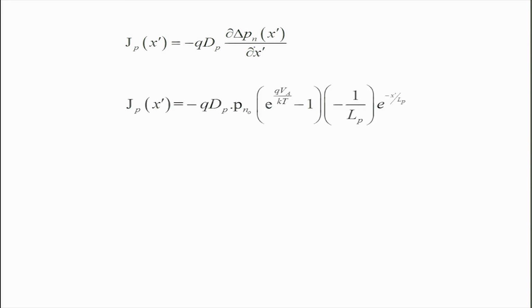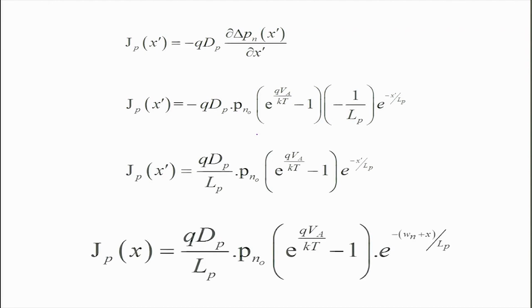Now from this we can get the diffusion current. Diffusion current is nothing but Jp of x prime is equal to minus q Dp into del of delta Pn of x prime divided by dx prime, right. So it is a simple diffusion current which is the derivative of delta Pn. Now you need to substitute the value of delta Pn here. If you substitute it, you get Jp of x prime as some function. It is a very simple differential equation, there is nothing complicated about it.